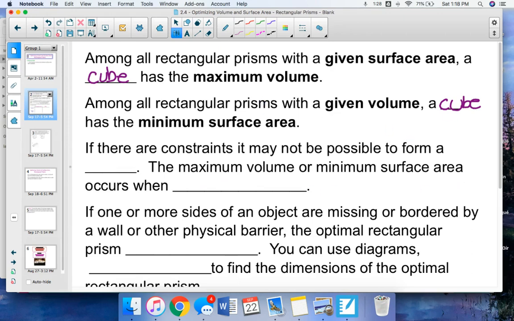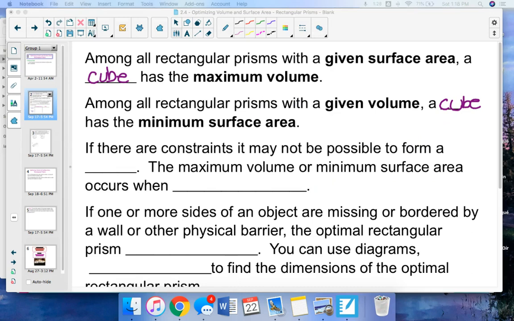So a cube is what we usually want to find when it talks about maximum volume and minimum surface area. If there are constraints, it may not be possible to form a cube.